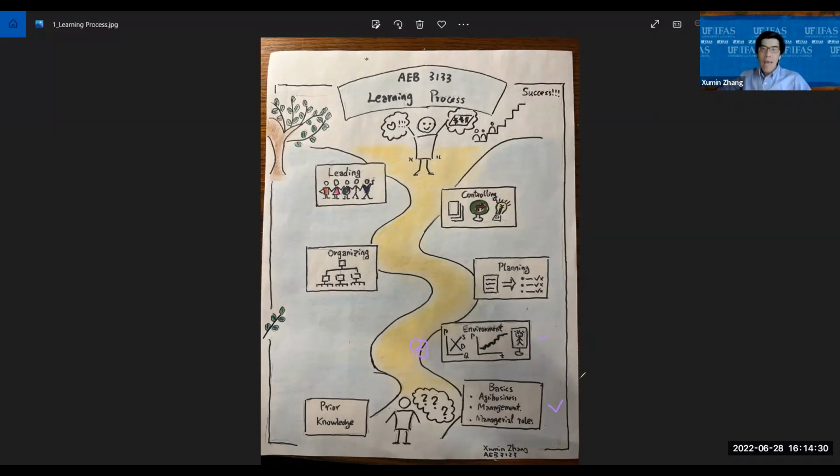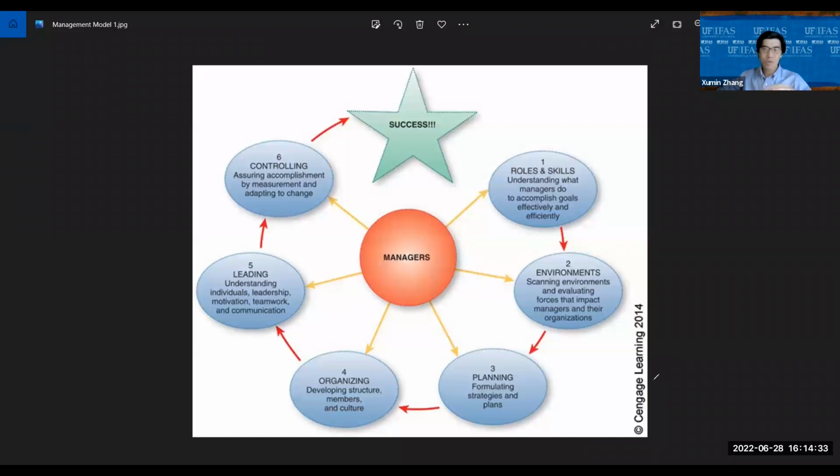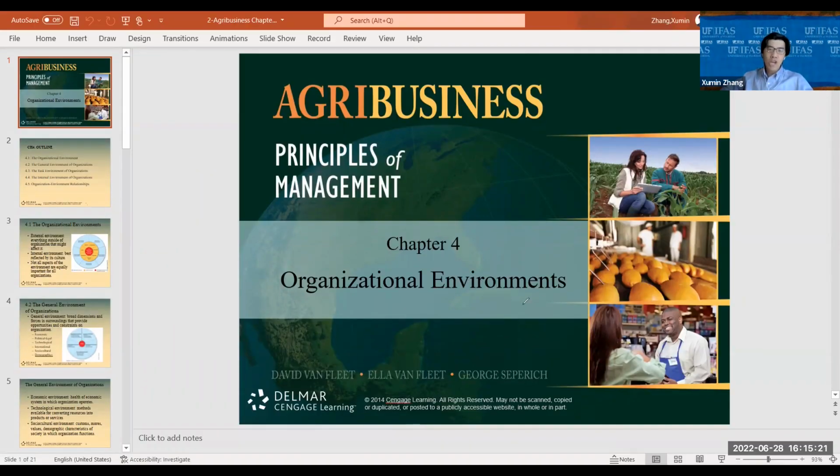Bear with me. Sometimes I will show you this module. It makes our learning process similar, right? But this way is more like a concept. We call this the management model. We are talking about the second understanding, okay? Remember, I asked you, after the basics, we will have the first understanding regarding your role, your skill, right? The second understanding is the environment, the agribusiness environment your organization is in.